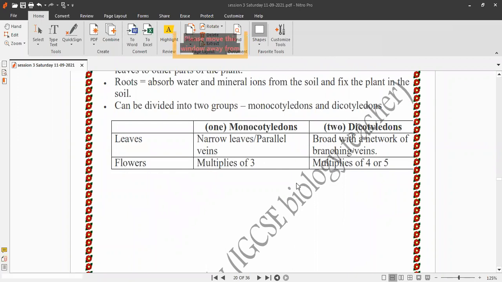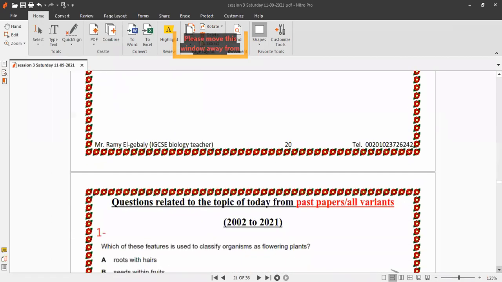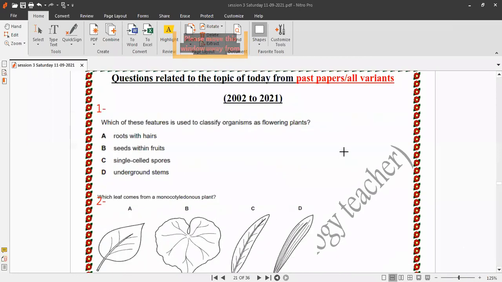So focus here on the difference between monocotyledons and dicotyledons. Monocotyledons have parallel veins. Dicotyledons have a network of branching veins. Monocotyledon flowers have multiples of 3 petals. Dicotyledons have multiples of 4 or 5 petals. Let's see some questions about this part: monocotyledon, dicotyledon and ferns.